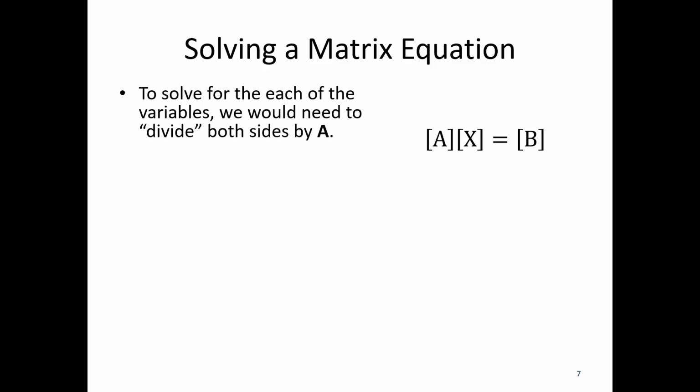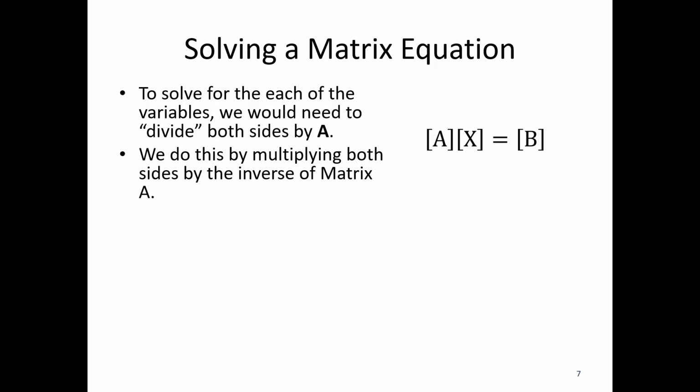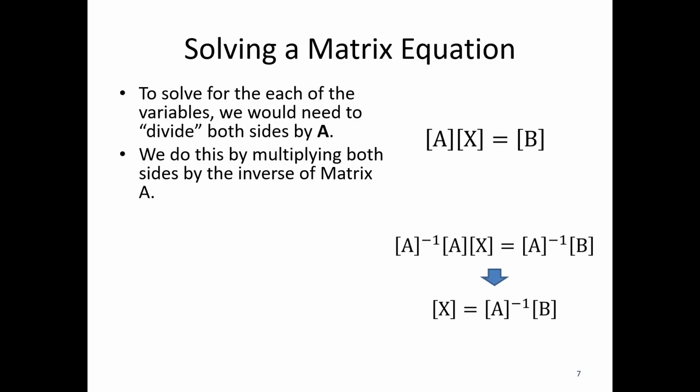So to solve for each of the variables, we need to divide both sides by A. If it was just a scalar equation, I'd say, all right, X is equal to B divided by A. So we're going to do this by multiplying both sides by the inverse of matrix A. So if I have the inverse of A times A, that's going to be 1, or an identity matrix. And so on the left, I'm going to have the inverse of A times B, and that should be equal to all of those unknowns I'm trying to solve for.